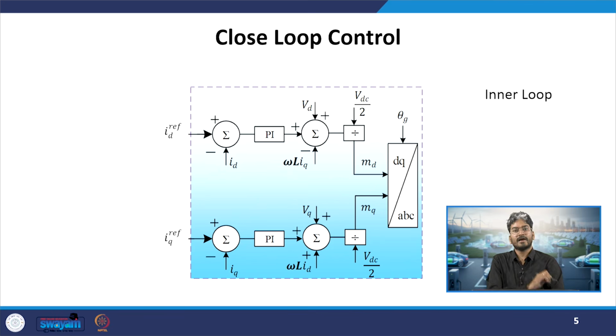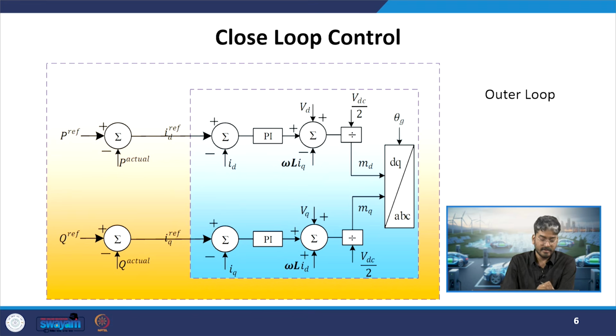So generally we will have an outer loop which will be giving us the values of this ID reference and IQ reference. Why we will have this outer loop? Because our main parameter which was to be controlled was active and reactive power, but now we have got an intermediate parameter, that is ID and IQ. So how to calculate this ID and IQ values? That will be done from the power reference.